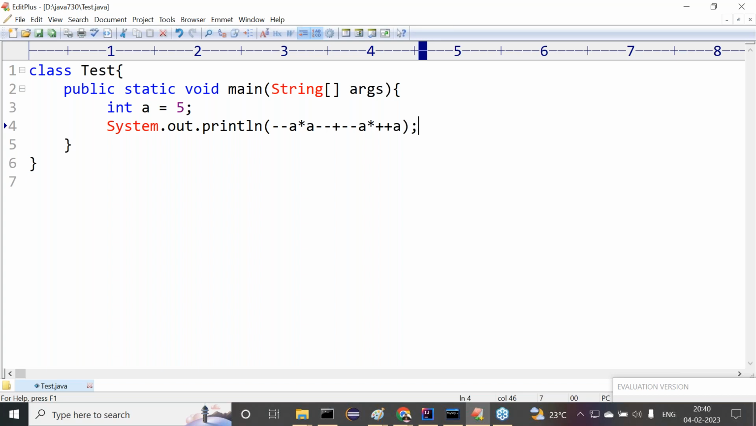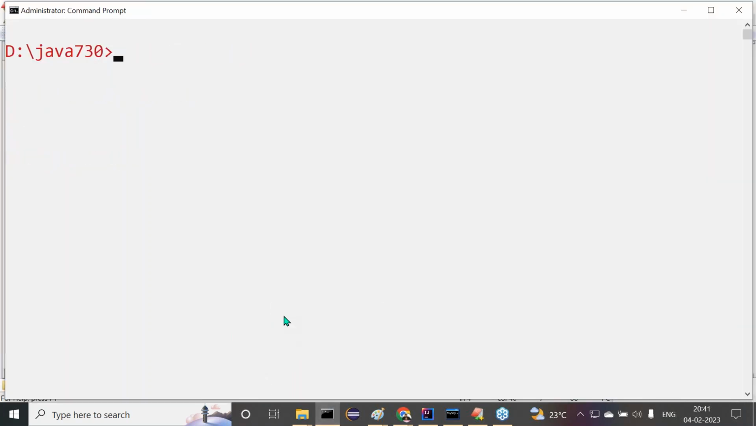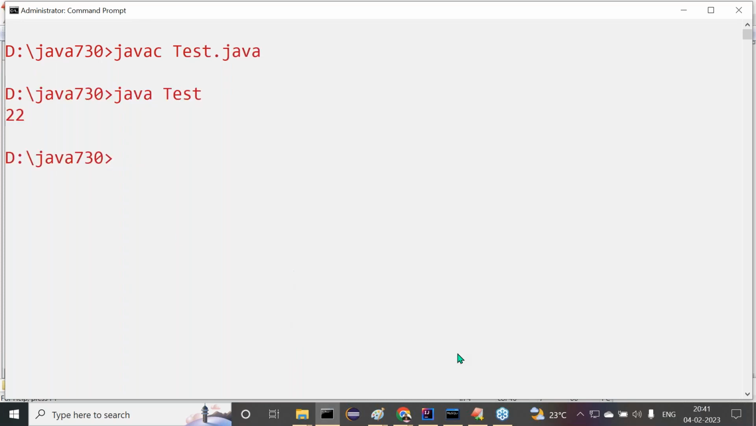What's the value? 22. Right, sir. All of you are getting the same value. Can you compile and execute this? Right, sir. Now let me compile it: javac Test.java, then java Test. 22 is the output.